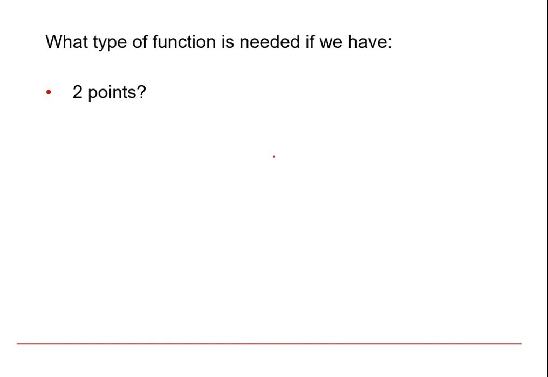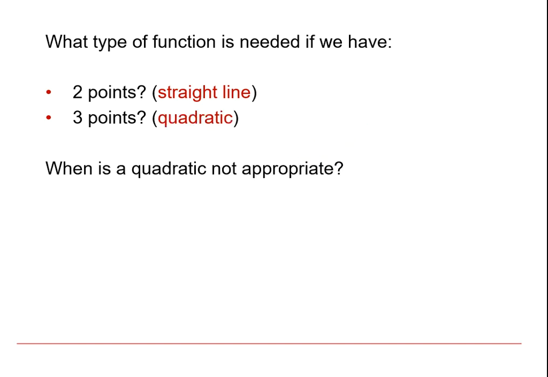Now if we have just 2 points, then clearly we can draw a straight line through those points, and normally if we've got 3 points we can find a quadratic function that goes through them. So roughly like that. But of course, if the 3 points happen to lie on a straight line, then obviously that won't work.